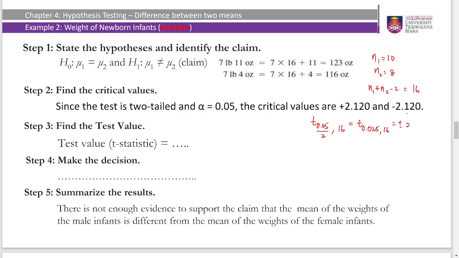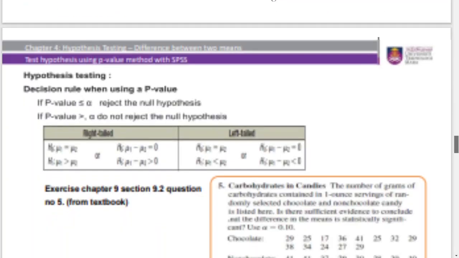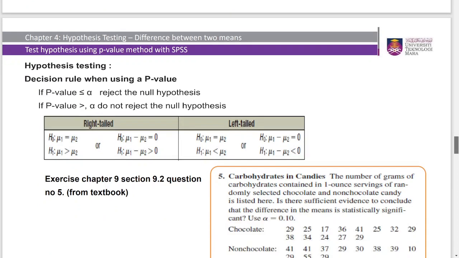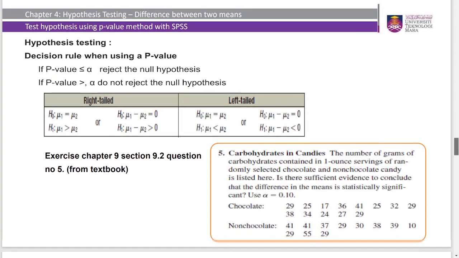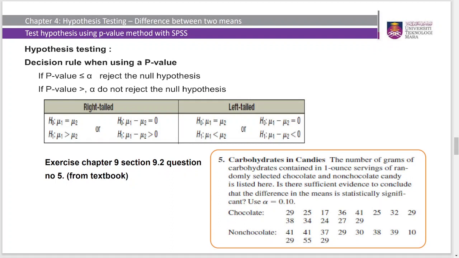Plus minus 2.120. Why plus minus? Because this is two-tailed. And then find the test value, the T statistic, make decision, and then summarize the result. So this is what you have to do. Okay. So any questions so far?